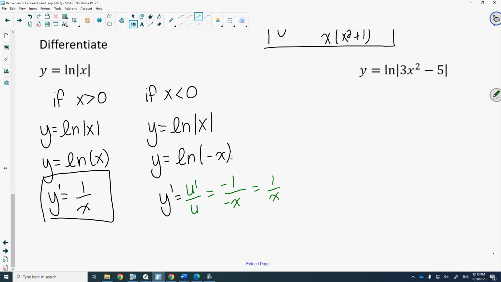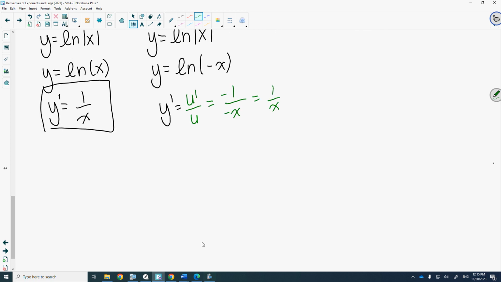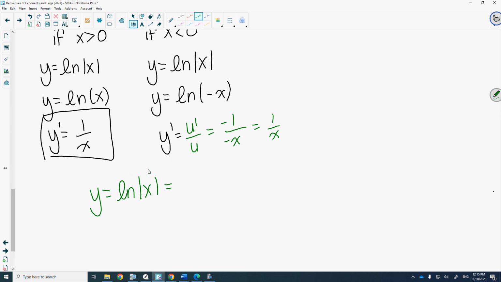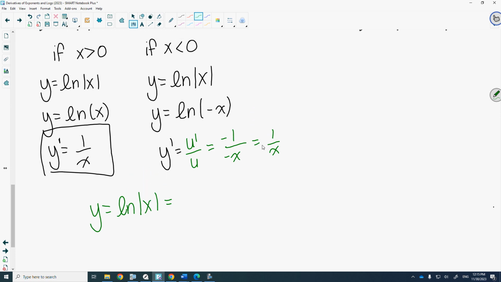So what I want you to see is that if I give you the function y is equal to the natural log of the absolute value of x, it doesn't matter in this example whether x was greater than 0 or whether x was less than 0, the derivative is 1 over x. Okay?